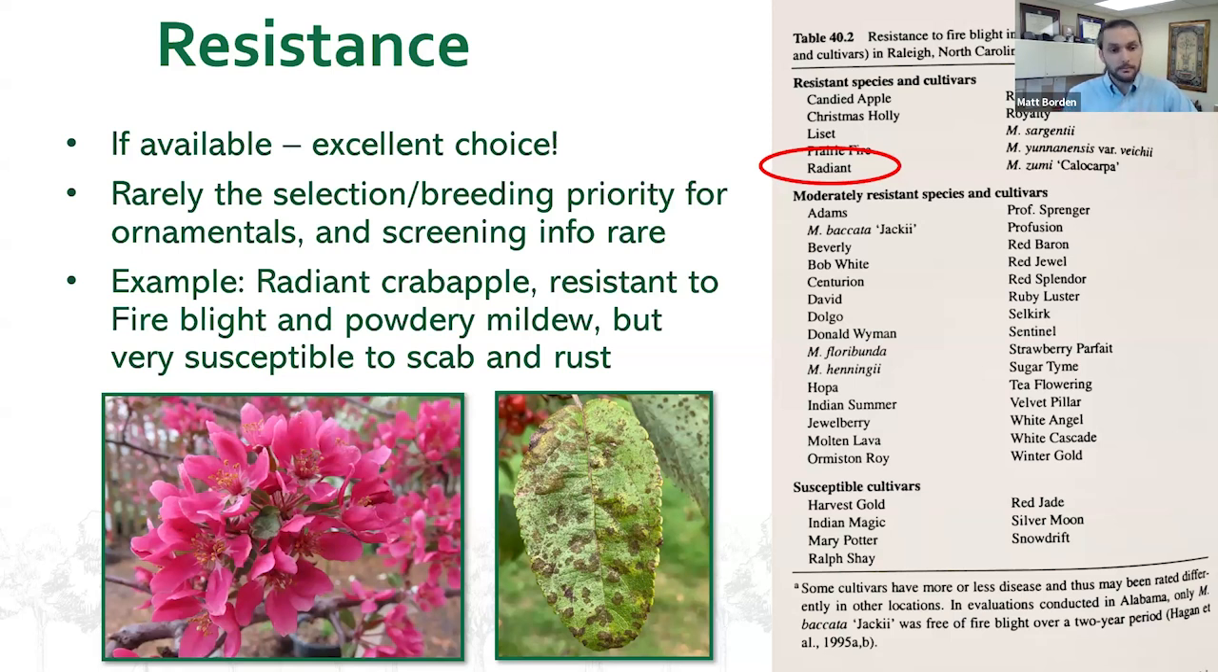So, for example, if you want a crabapple variety that's resistant to fireblight, there are a variety of charts out there where you can select something. But you have to keep in mind what diseases are most prevalent in your area. So Radiant, I just grabbed as an example. It's a nice crabapple cultivar. It is very resistant to fireblight and powdery mildew, which is great. But it's very susceptible to apple scab and cedar apple rust, which is not so great. And so depending on which diseases are really severe in your area, that may be worthwhile, or it may result in extra fungicide applications to manage those other issues.